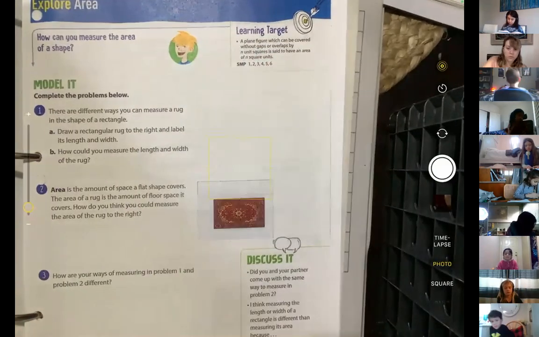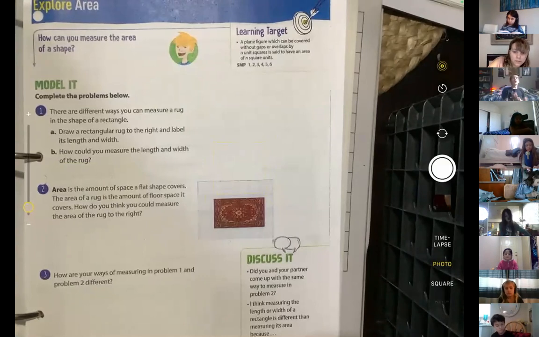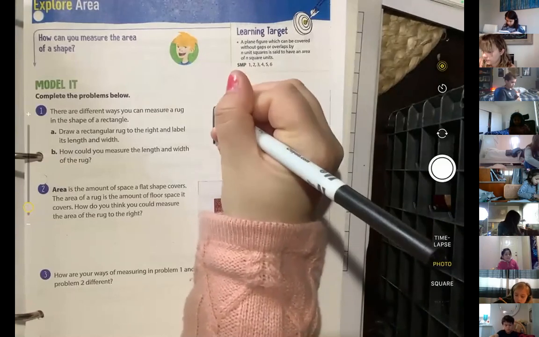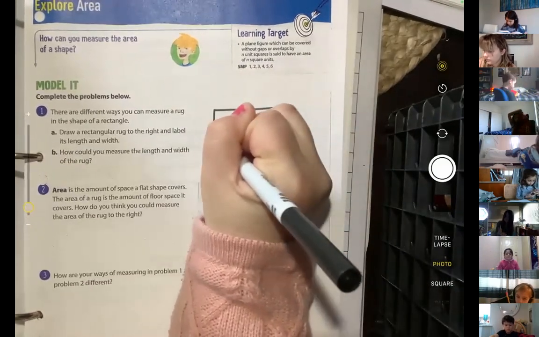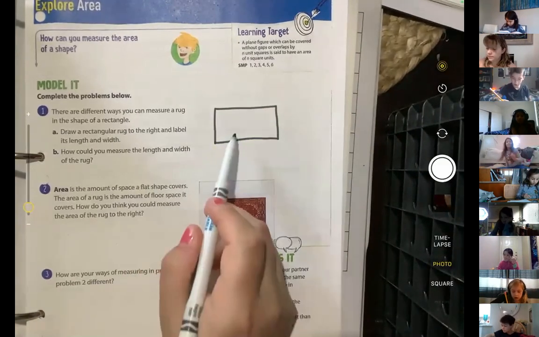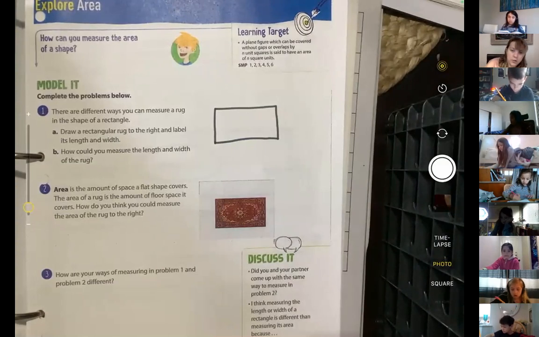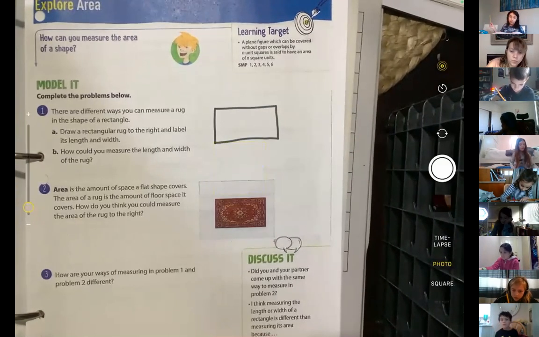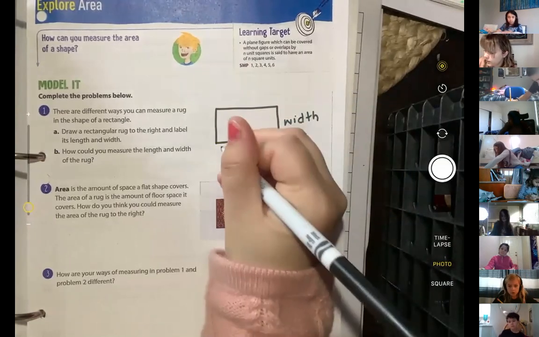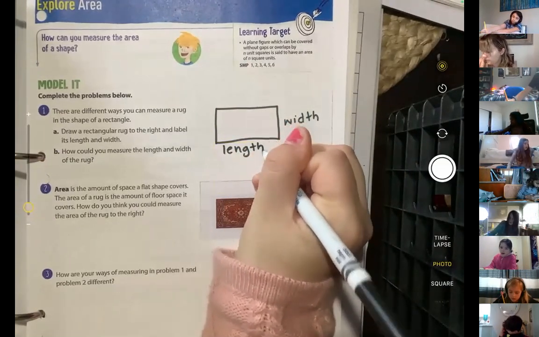If we were to draw our own, right? So we're going to draw a rectangle. Doing your best to make your line straight. Everyone draw a rectangle on your page, just like I did. And then this here, you're going to write width. And here you're going to write length. That's our first step.